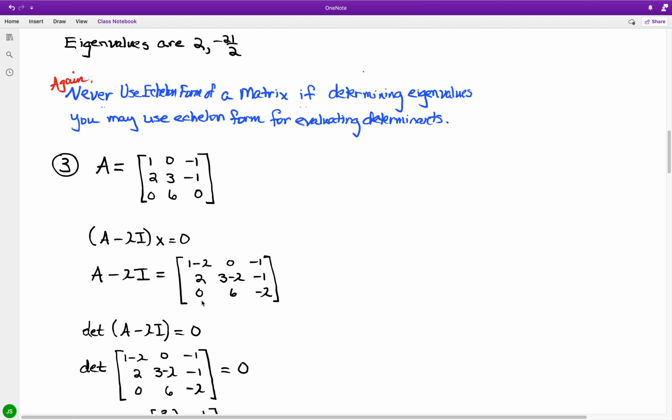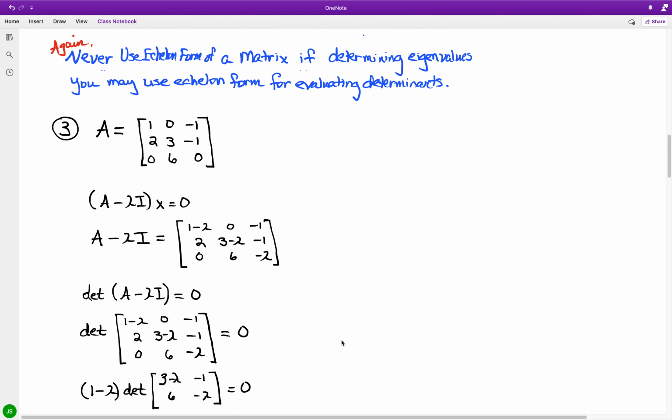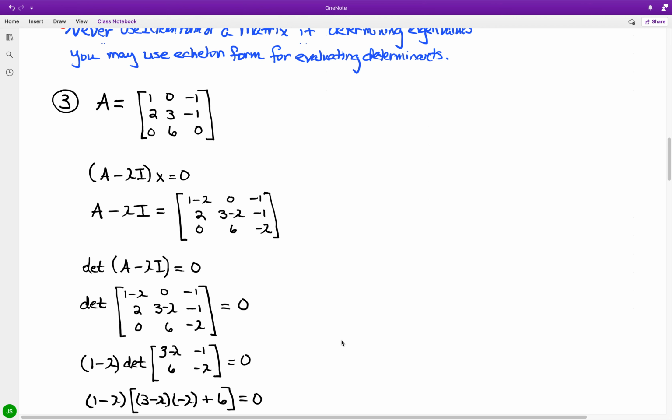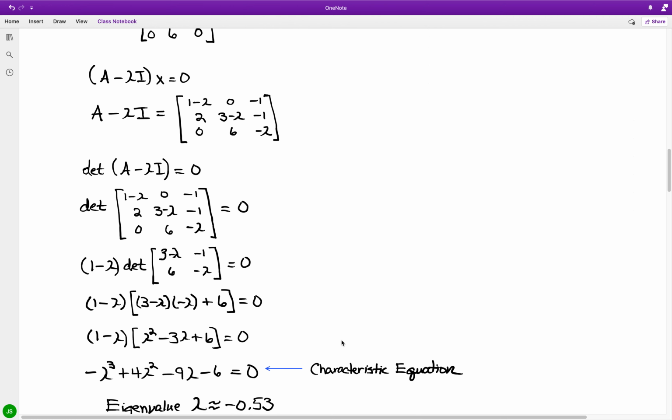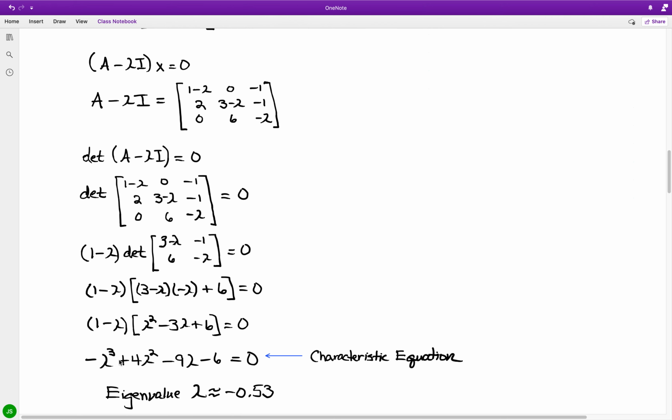And looking for the determinant of this difference and setting it to 0, it's going to turn out that the characteristic equation is going to emanate. So you have 1 minus lambda times the 2 by 2 determinant that corresponds to 3 minus lambda, 6, negative 1, negative lambda. Now all the other determinants are going to head to 0. So the only non-negligible determinant will be this particular section, which is multiplied by 1 minus lambda.